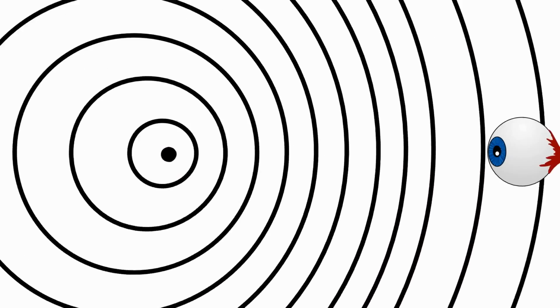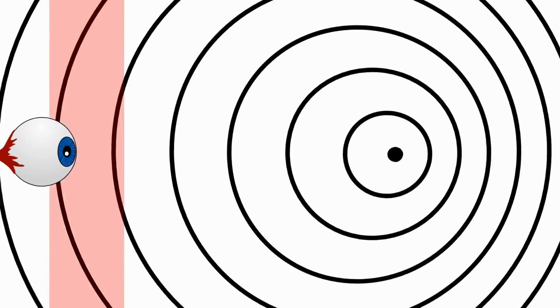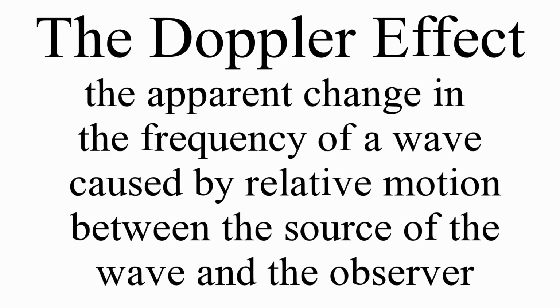If our object is moving towards a stationary observer, these bunched up waves are observed at a high frequency, and if the object is moving away from a stationary observer, the waves are observed at a lower frequency. So that is the Doppler effect, the apparent change in the frequency of a wave caused by relative motion between the source of the wave and the observer. It makes sense. But it gets interesting when you consider some of its applications.